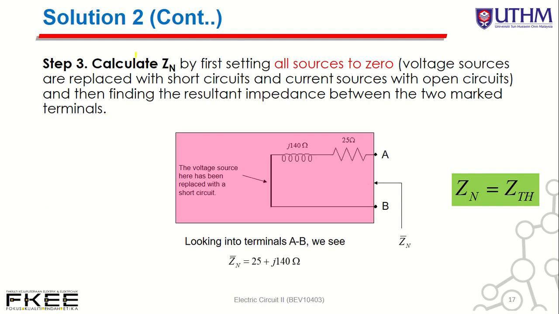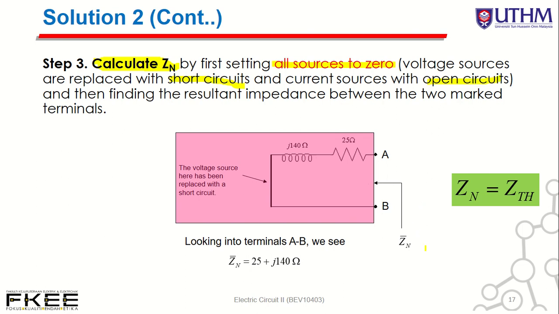Sorry, not R. You need to determine Z Norton, the impedance of the Norton. So how to determine Z Norton? It is exactly equal to how to determine the Z Thevenin. What we need to do is set all the sources to 0, which means voltage sources are replaced by short circuits and current sources are replaced by open circuits.